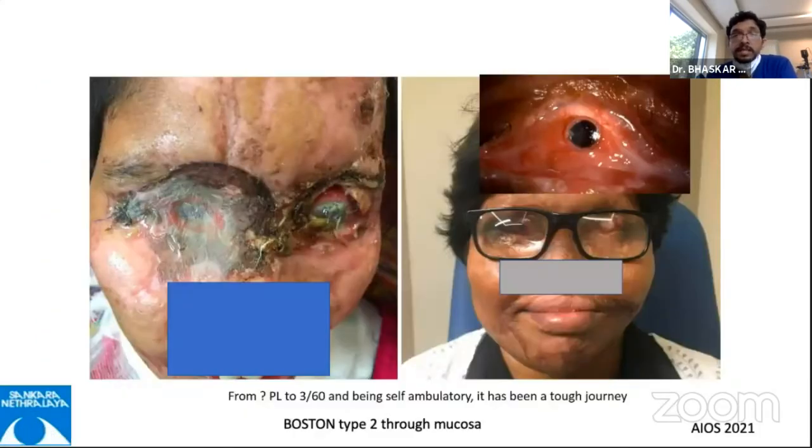Just a couple more slides. So this patient presented with a bilateral injury where there was probably inconsistent PL, but the patient was very keen. So we went ahead, draped a mucosa on the ocular surface and subsequently did a type 2 Boston keratoprosthesis under the mucosa, and she got back 3/60 vision.